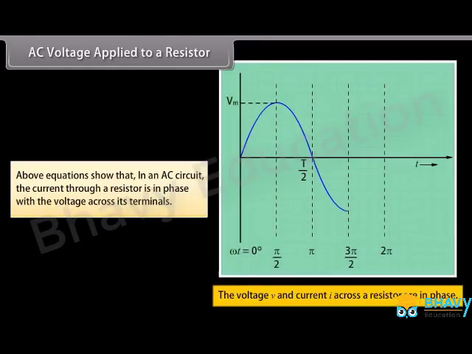The above equation shows that in an AC circuit, the current through a resistor is in phase with the voltage across its terminals.